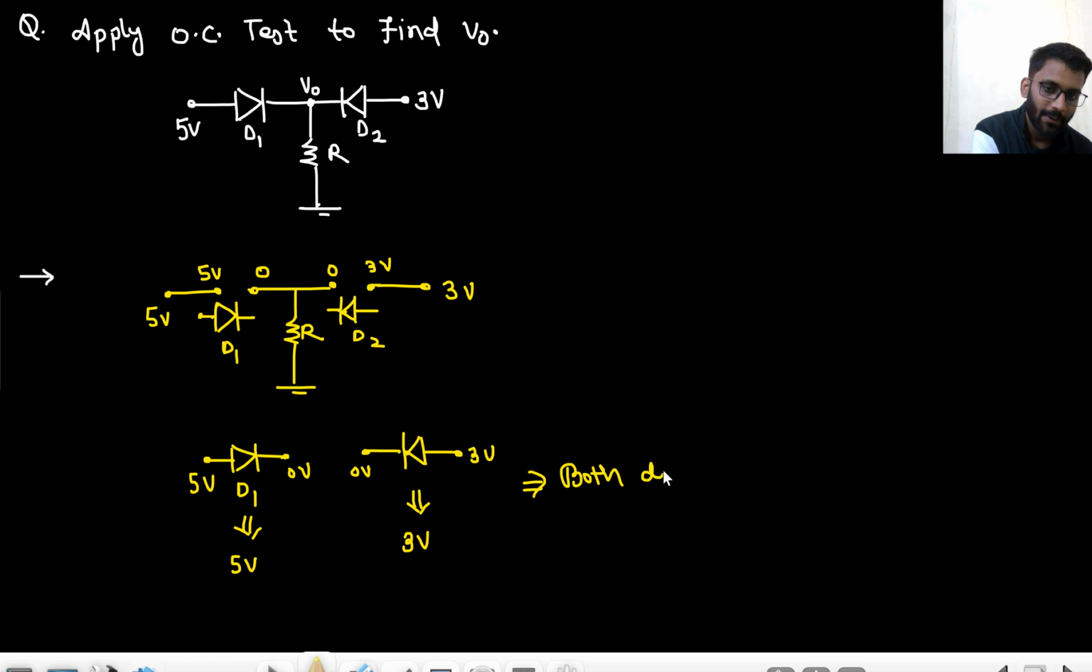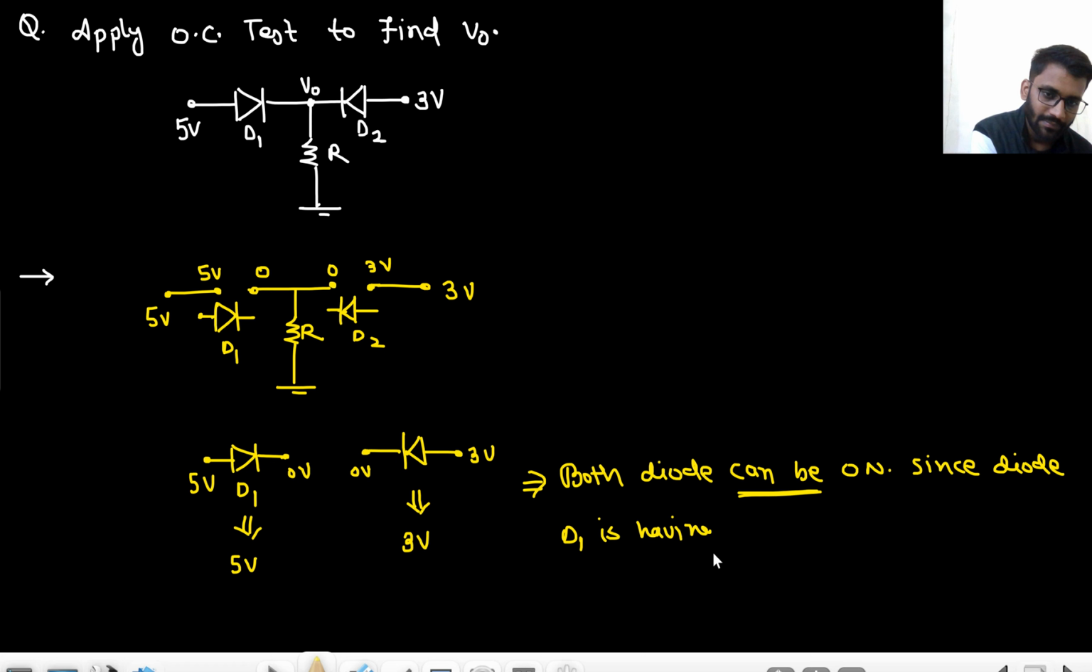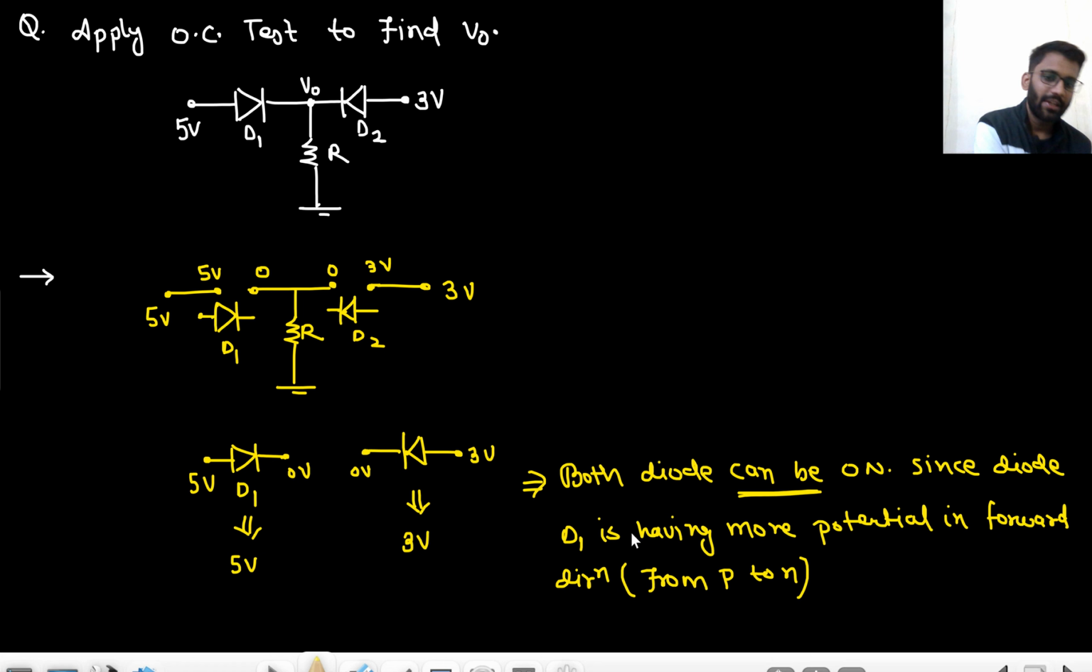Both diodes can be on. Okay, can be. I am not saying both diodes are on. Since diode D1 is having more potential, that means more potential in the forward direction. And what do I mean by forward direction? Forward direction means from P to N. Since diode D1 is having more potential from P to N, I will turn on diode D1 first.